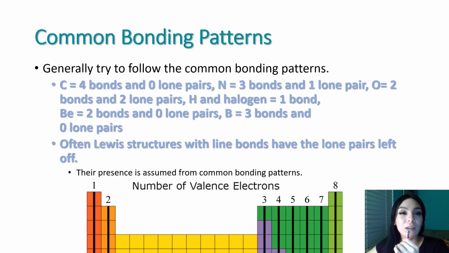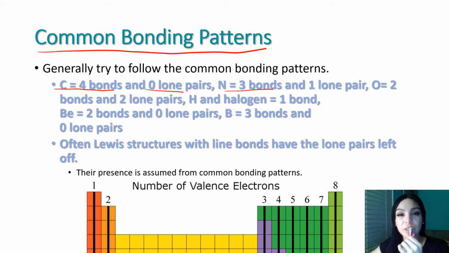So I mentioned this earlier when we first started talking about Lewis symbols, but there are some common bonding patterns that I want you to keep in mind, because this will help guide you and help you determine whether your Lewis structure makes sense or not, and whether that's the best Lewis structure. So carbon likes to form 4 bonds and 0 lone pairs, nitrogen 3 bonds, 1 lone pair, oxygen 2 bonds, 2 lone pairs. You get the gist. You can use this as your guide.